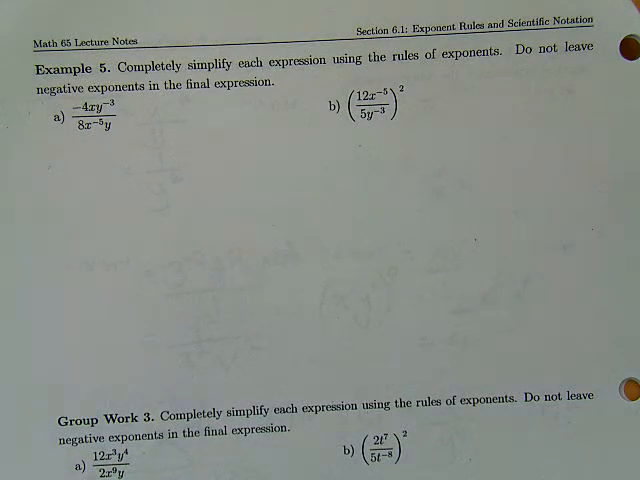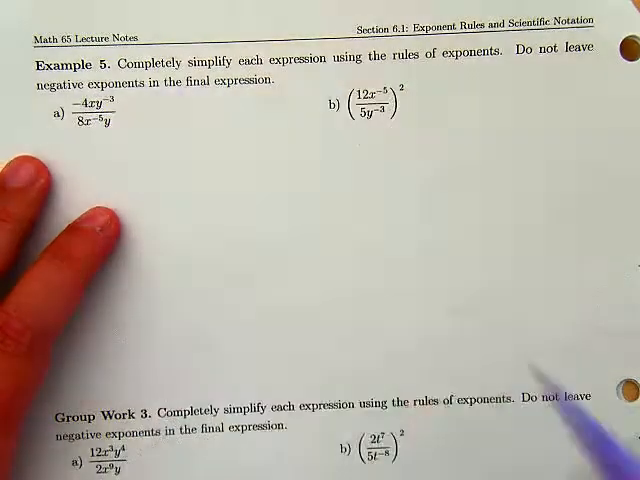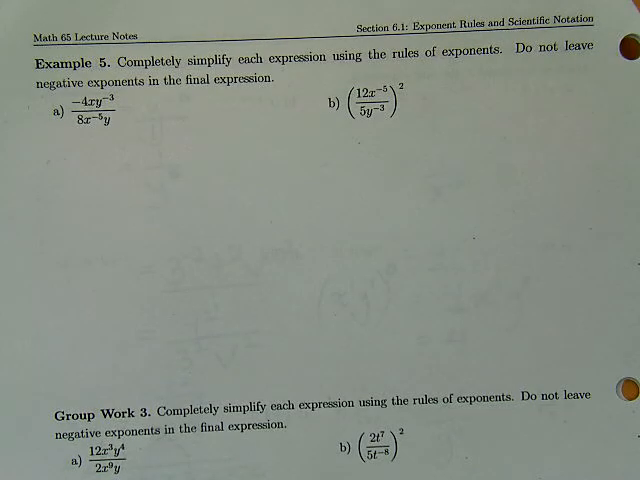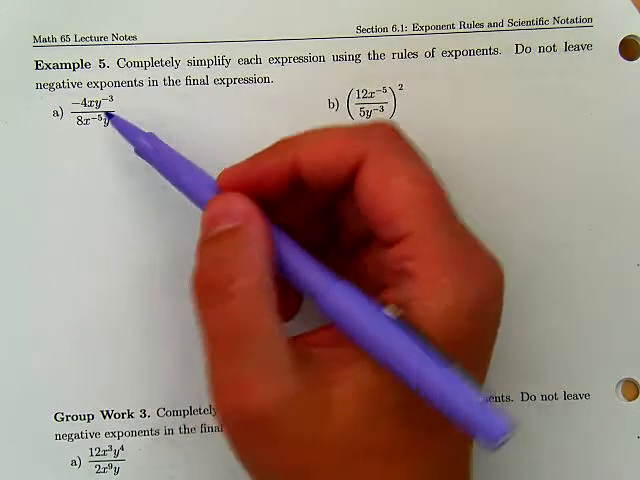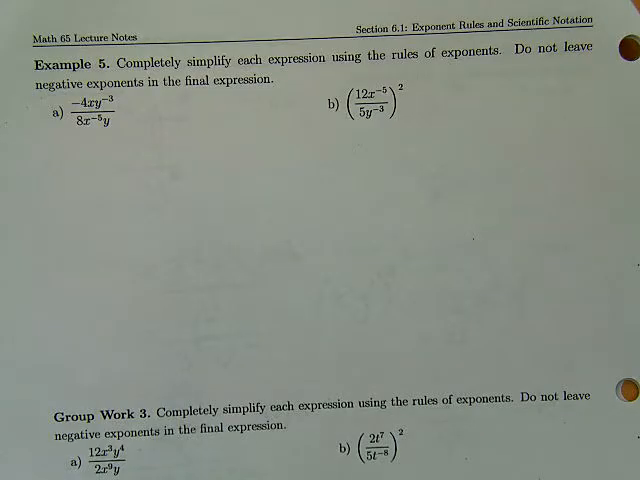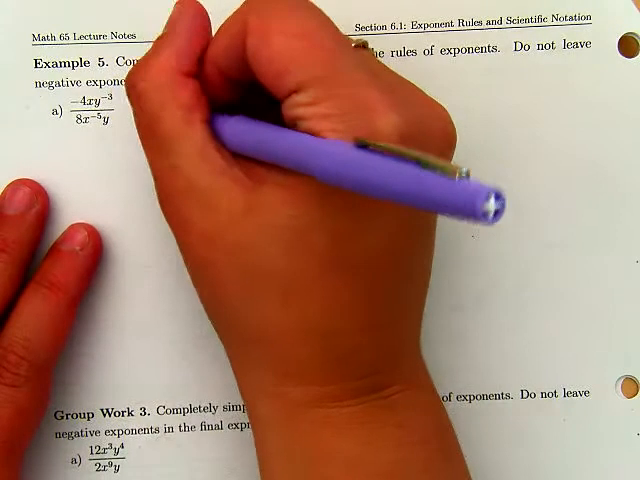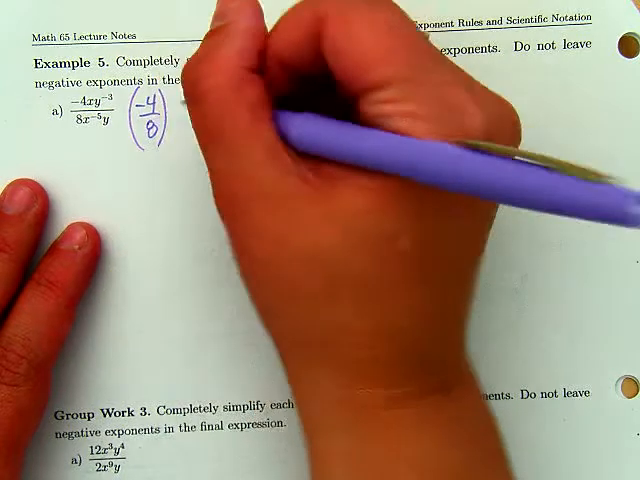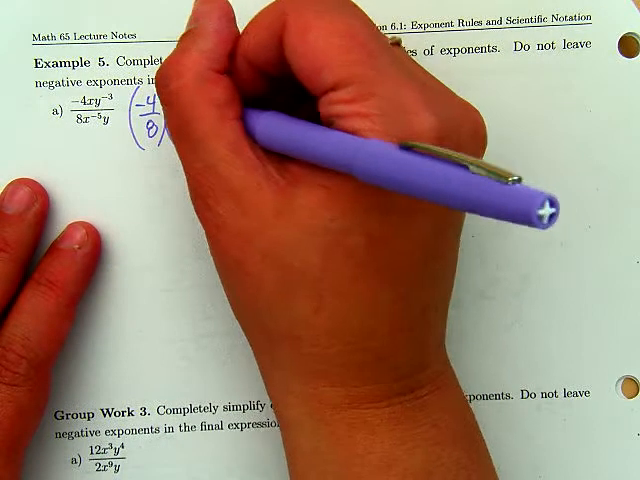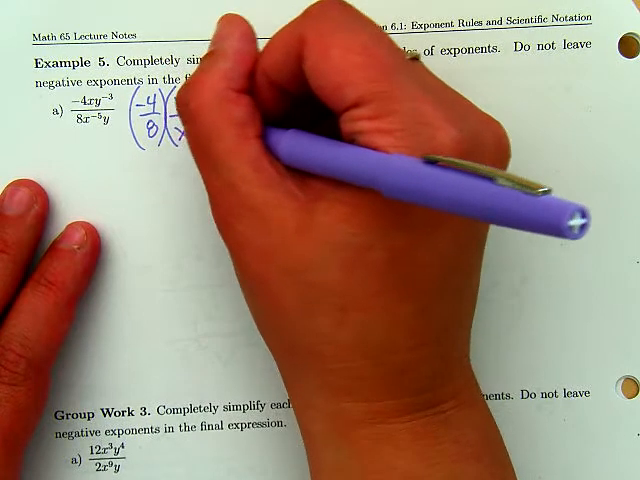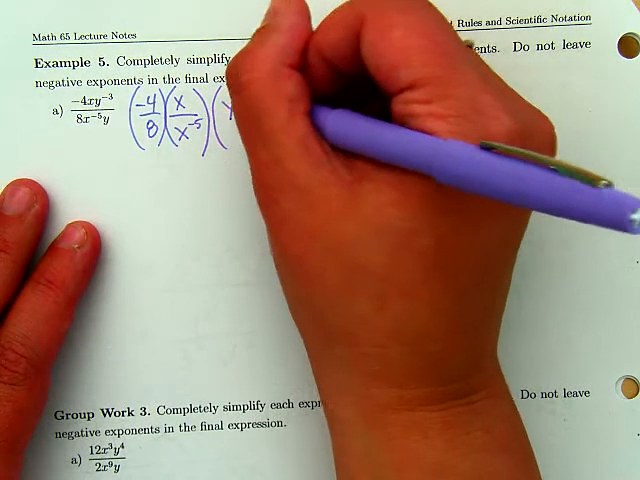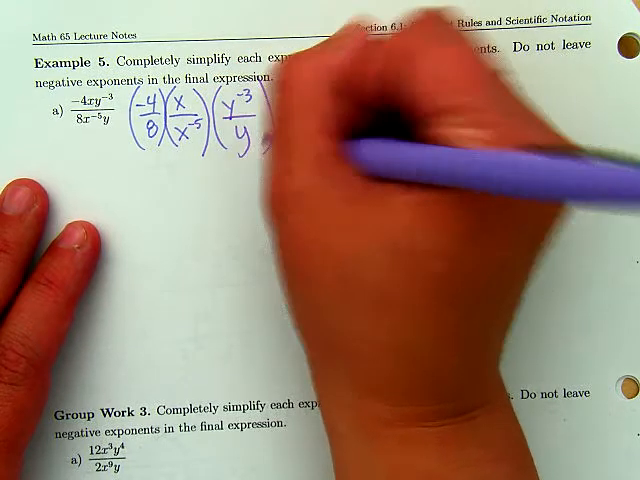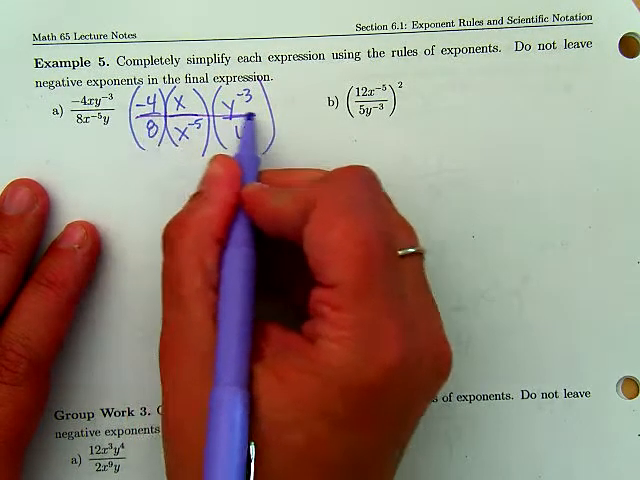Okay, now you can put these rules together and come up with some quite extensive problems here, right? My strategy for this problem would be to just work the coefficients, then work my variables after that. So you can really think about this as -4 divided by 8 as one separate thing times x over x to the -5th times y to the -3rd over y.